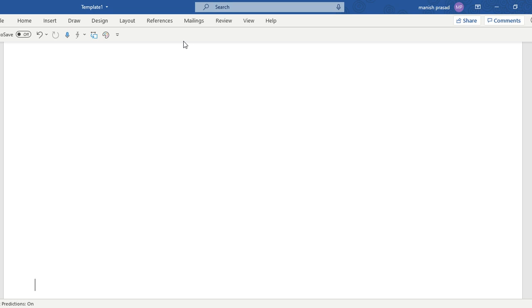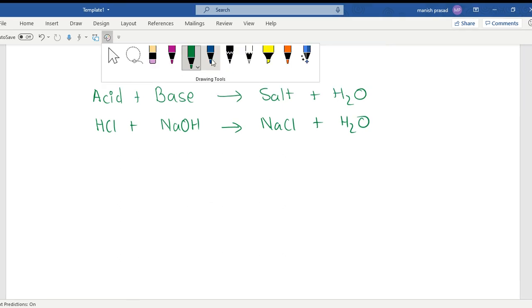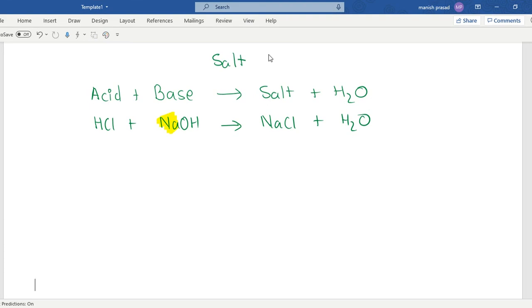Now let's look at the next one, our salt. How is a salt formed? Whenever an acid reacts with a base, it gives us salt and water. So if I have HCl with NaOH, it is going to give us NaCl plus H2O. What is happening is that the Na goes with the Cl, so it forms NaCl, a double displacement reaction.